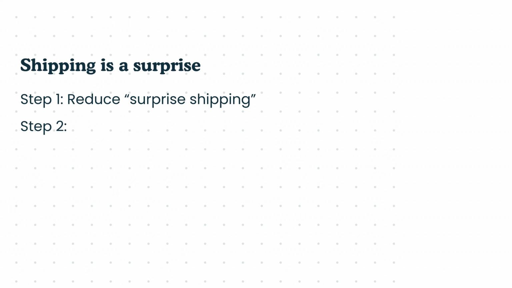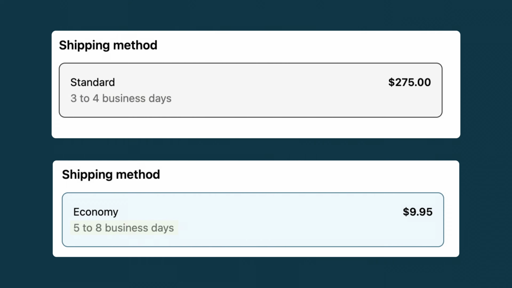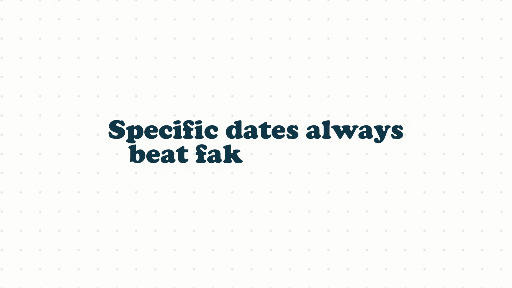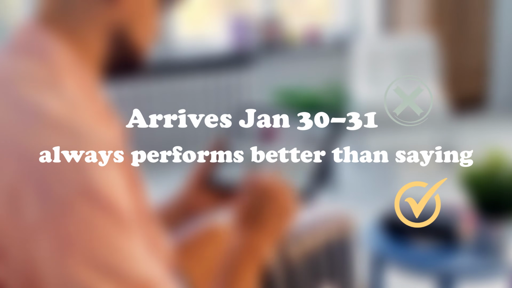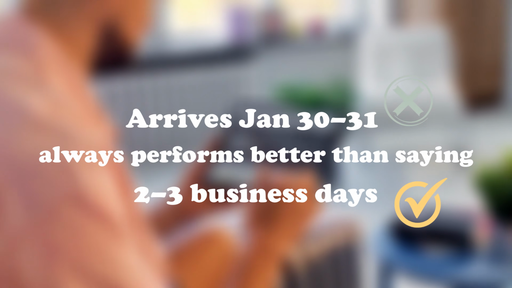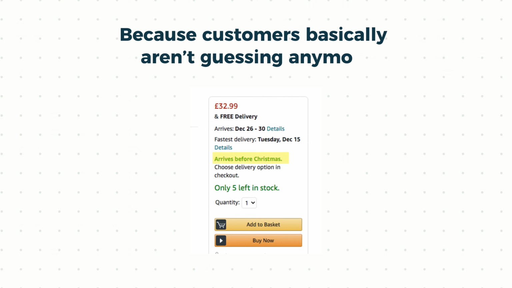Now, the second thing I recommend you do is to add delivery dates if you can support them. So if you can show delivery expectations clearly, do it. Specific dates always beat vague promises. So if you say arrives between January 30 and 31, it always performs better than saying 2 to 3 business days, because customers basically aren't guessing anymore.